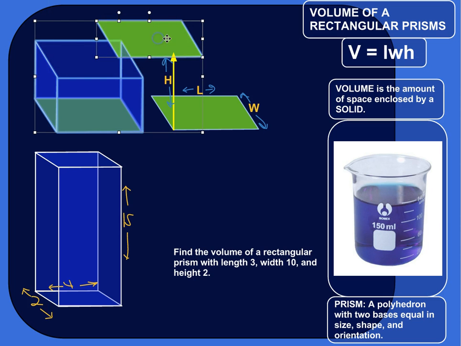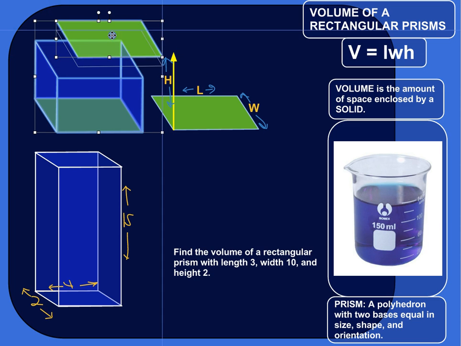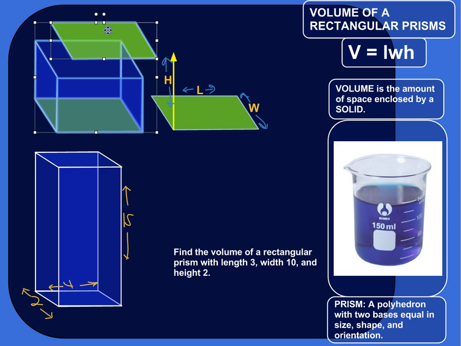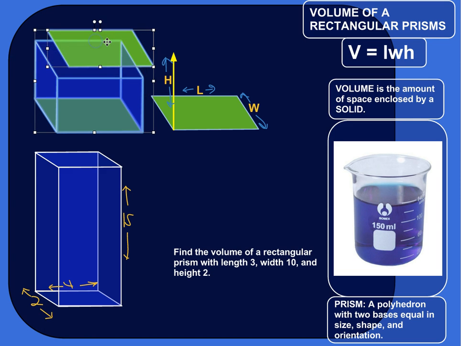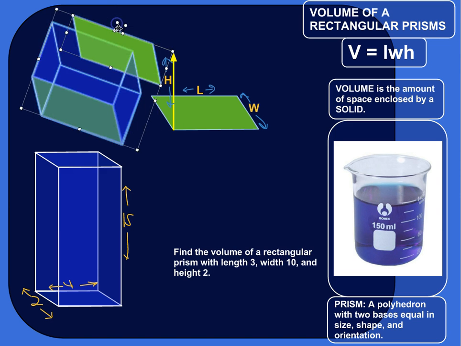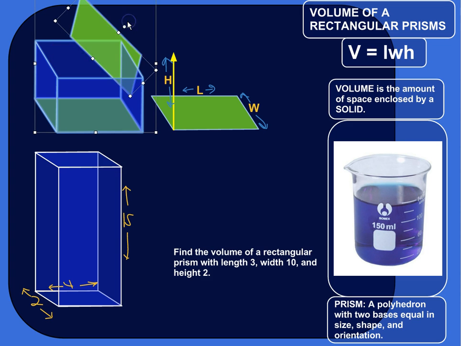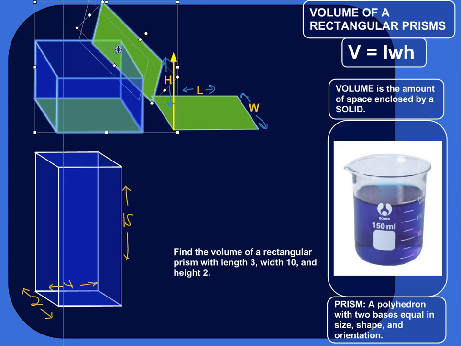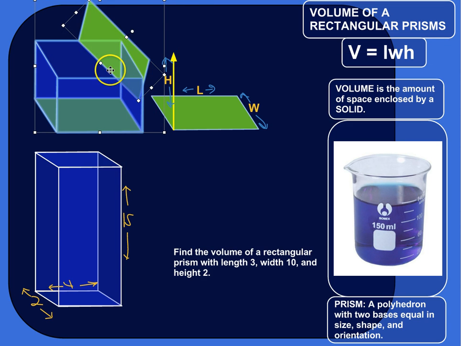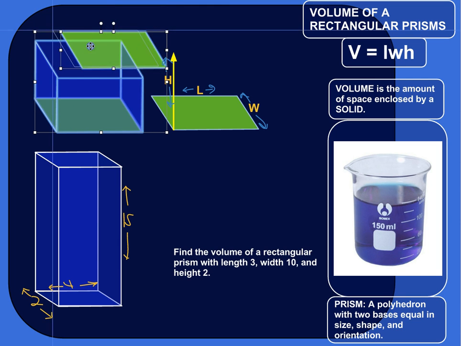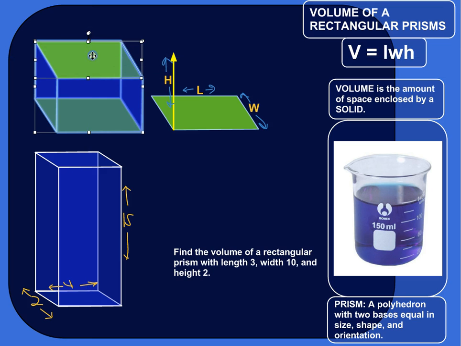So here's a rectangular base. It's a base that's a rectangle. And these two bases are the same size, same shape. They're both rectangles. They're pointed the same way. The bases aren't one pointing that way, one pointing this way. They're pointed the same way. And then they're connected by other rectangles.